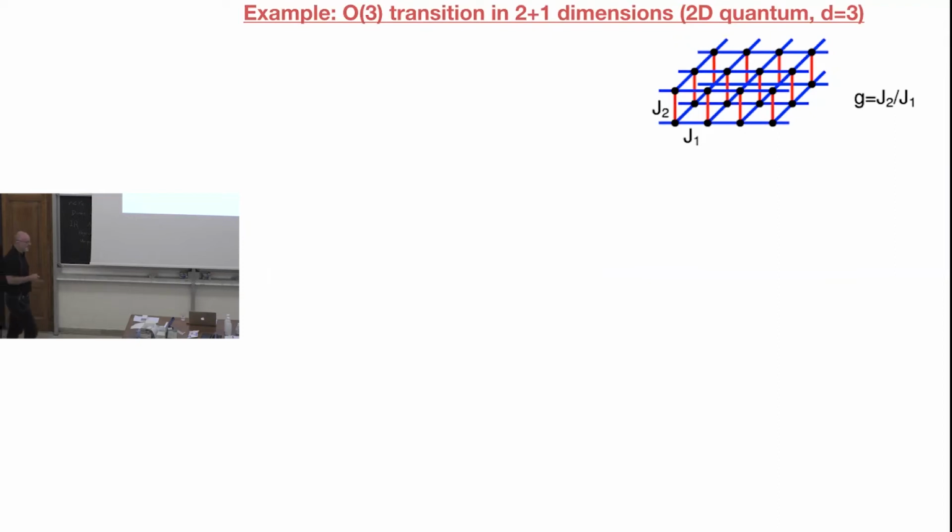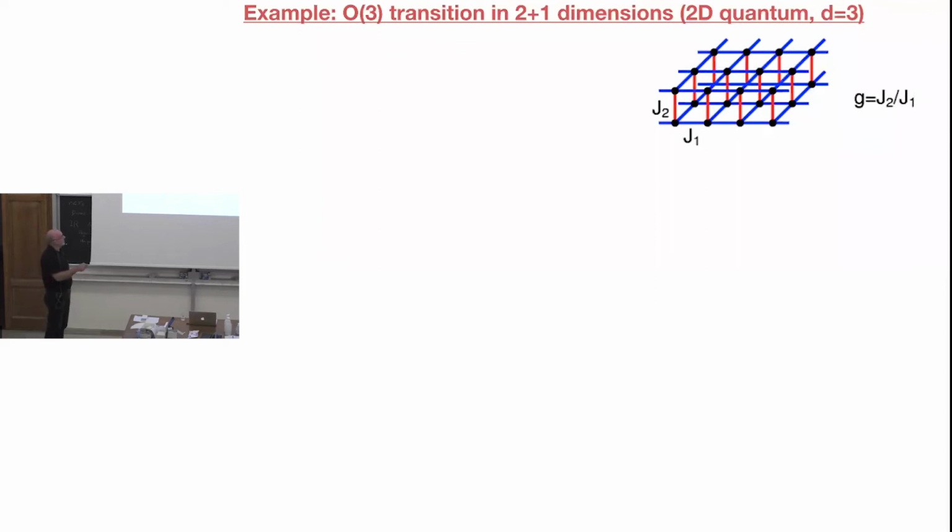So let me give you an example. Let me talk about measuring or computing a critical exponent in a quantum model. I take the bilayer Heisenberg model, which is very similar to that other in-plane dimerized model that I talked about early on, where we have two different couplings, J1 and J2, but in this case, J1 is within the layers and J2 is between the layers.